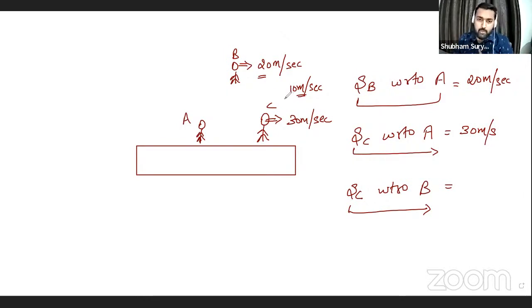ठीक है, तो अगर मैं ऐसे ही इसको देखूं पर्सन बी को, पर्सन बी इज ऑलरेडी मूविंग एट 20 मीटर पर सेकंड, तो सी विल नॉट अपीयर टू बी मूविंग एट 30 मीटर पर सेकंड. वो कुछ लेस स्पीड से मूव करता हुआ दिखेगा. कितने से दिखेगा, 10 से करता हुआ दिखेगा. नाउ हाउ डू यू फिगर आउट दिस 10 मीटर पर सेकंड?